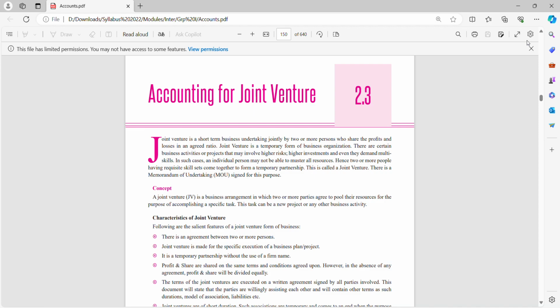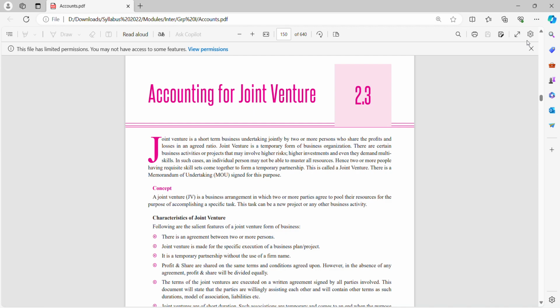There are certain business activities or projects that may involve higher risk, higher investment, and even demand multi skills. In such cases, an individual person may not be able to muster all the resources, so he is required to enter into a transaction with some other person. Two or more people having requisite skills may come together and form a temporary partnership. That is nothing but called a joint venture. There is a memorandum of undertaking signed for this purpose.